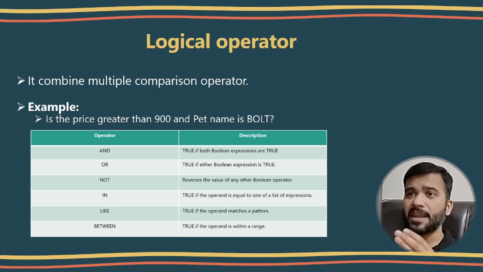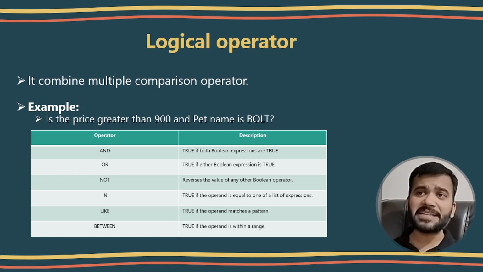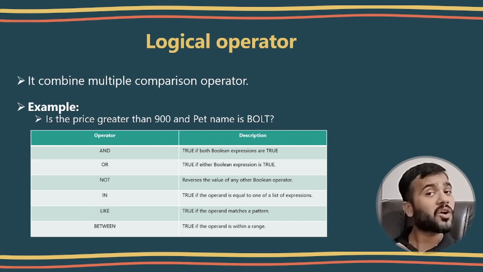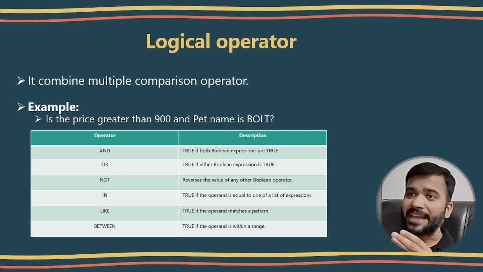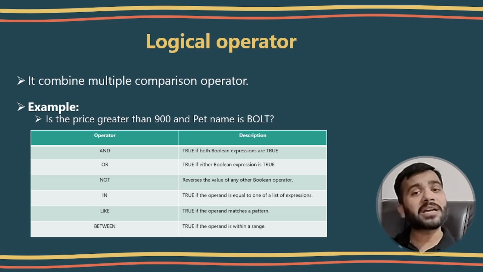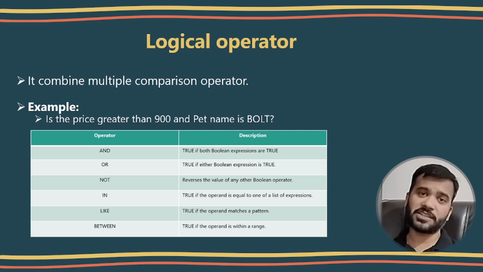Let's say one example is price greater than 900 and the pet name is Bolt. In that condition, there are two conditions. First is the price greater than 900. And then along with that, you are also asking, is the pet name Bolt? I want only that particular row's data. So how to do that? Means how to combine more than one comparison operator using logical operator.